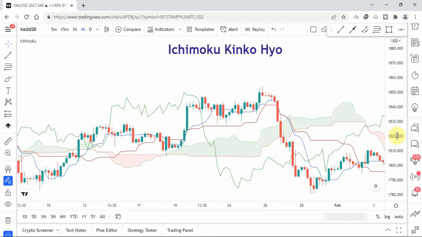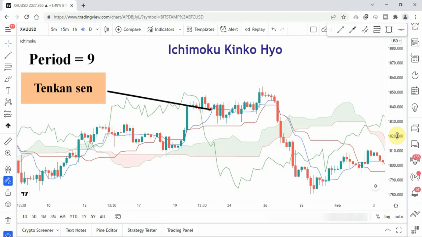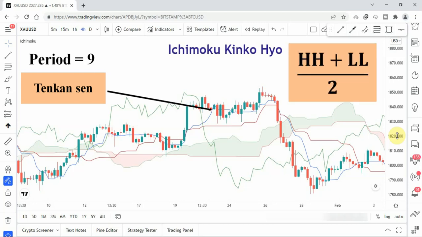First one, Tenkan-sen with a period of 9. Well, its calculation is as the following. The highest high plus the lowest low divided by 2. We find the highest price among the last 9 candles, then the lowest price respectively. By adding them together and dividing by 2, we will have the Tenkan-sen value.